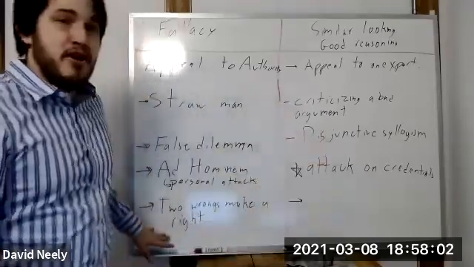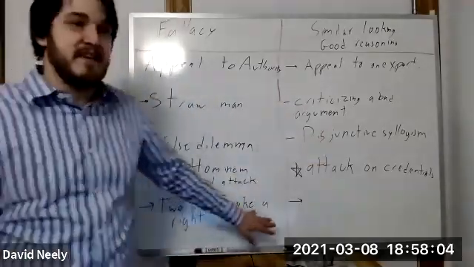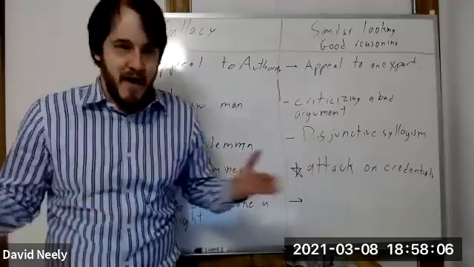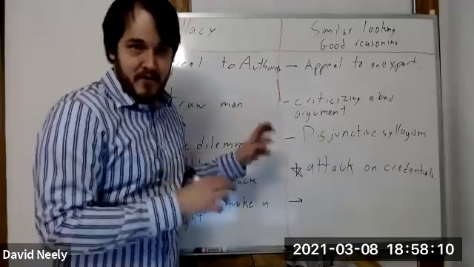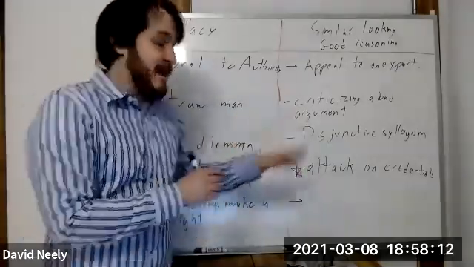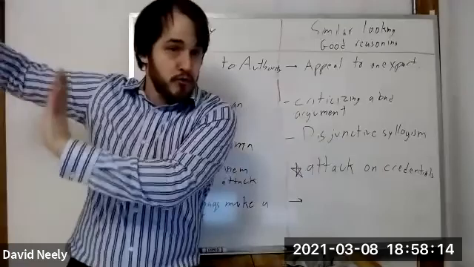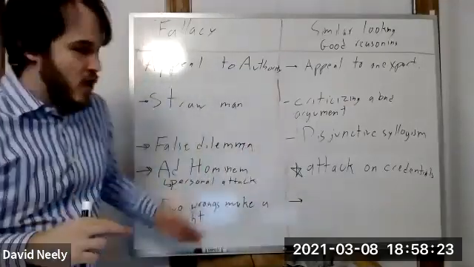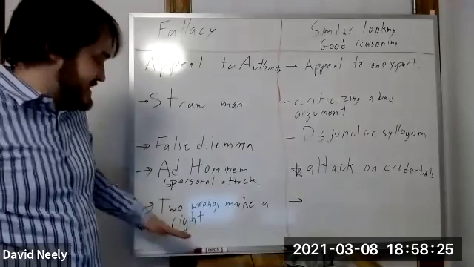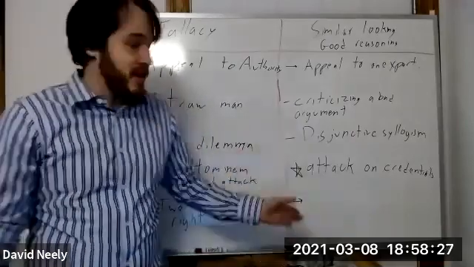Or human sacrifice was practiced in this other culture, therefore it should be totally fine here. Maybe it should be okay that we have human sacrifice, but the fact that some other group did it doesn't tell one way or the other. Does that make sense, Dale? Okay. So that's the two wrongs make a right: the idea that somebody else did it doesn't make it okay that you're doing it.